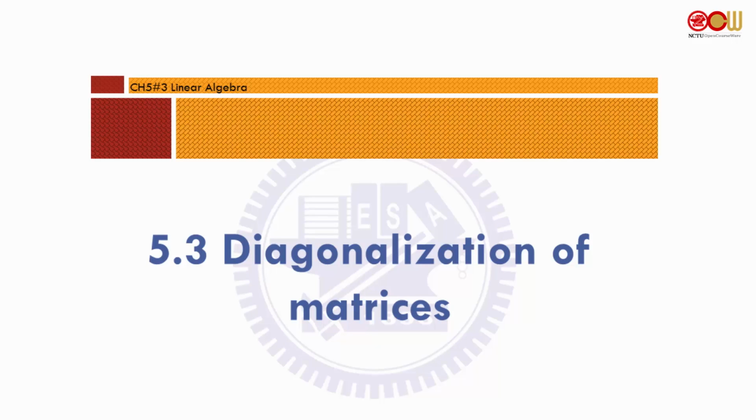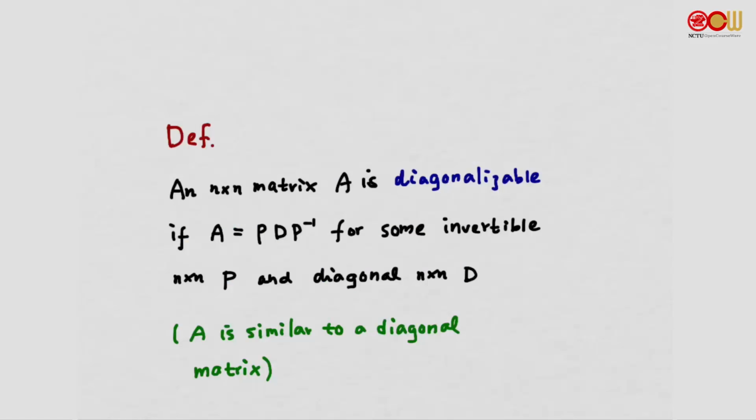CH5.3 Diagonalization of matrices. First, we define diagonalizable matrices. An m by n matrix A is diagonalizable if A can be written in this form. A is PDP inverse for some invertible matrix P and diagonal matrix D. In other words, A is similar to a diagonal matrix D.